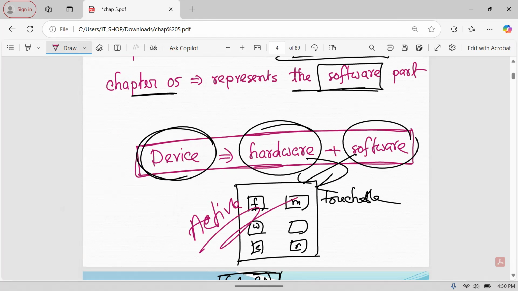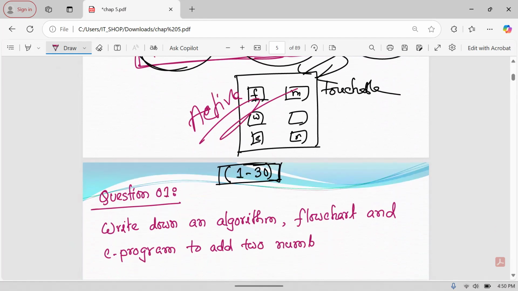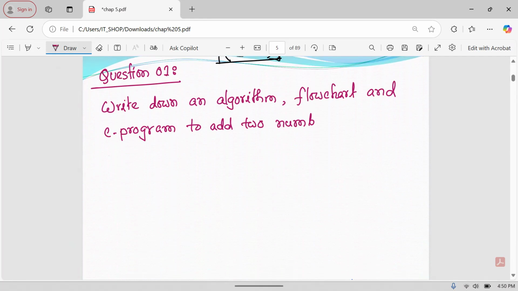So these are some basic concepts of chapter 5, the programming language. To solve the problems of this chapter, I will design a format where I write down a question and the corresponding answer. I will write down at least 30 questions. First we will get the question, and then we write down the answer accordingly.